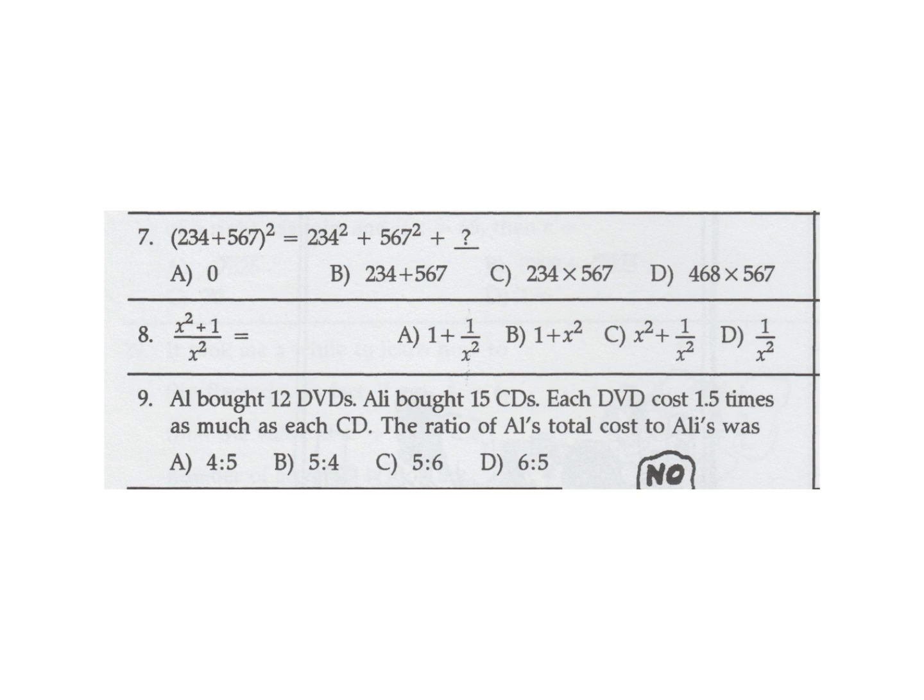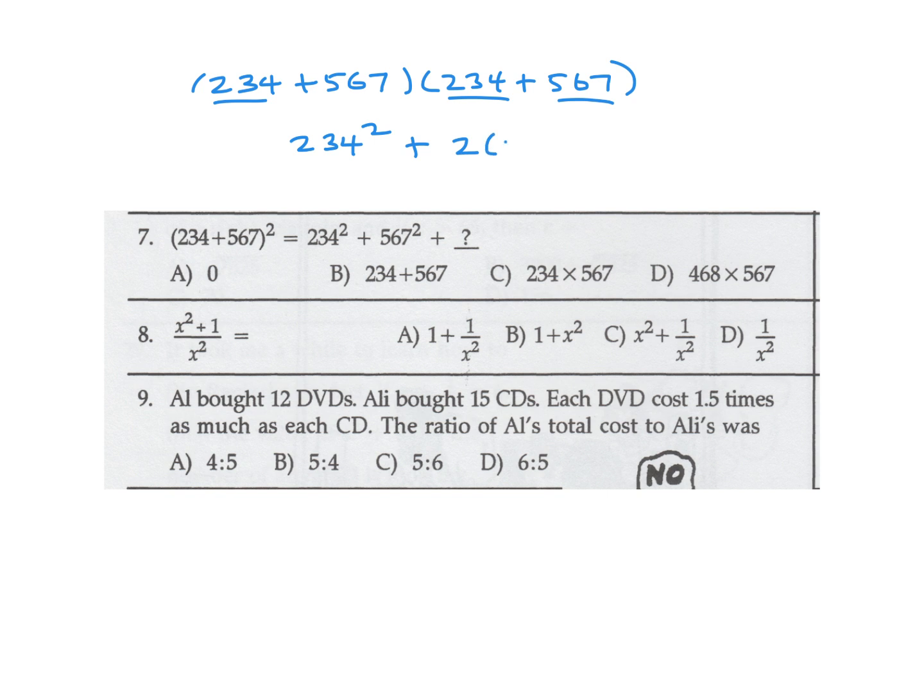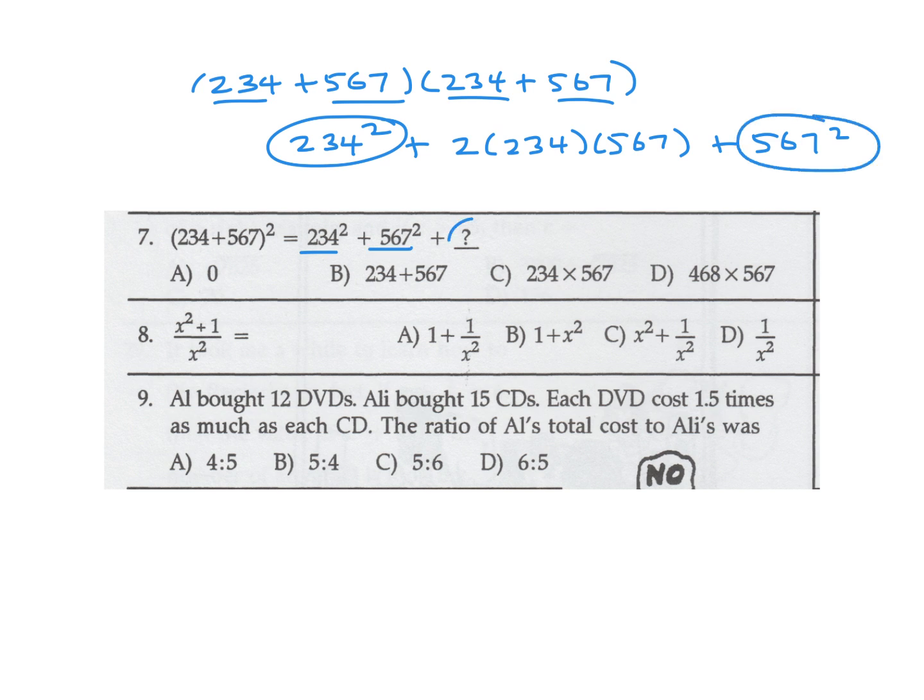234 plus 567 squared. Okay, so I'm pretty sure they want us to do that FOIL on this. So let's just do that. 234 plus 567. So this times this is 234 squared. And then we've got this times that, and there's going to be 2 of them. So it'll be 2 times 234 times 567. And then finally the last one, 567 squared. So in there, they've got this, and they've got that. So then they're saying what's left over, and that's this. So that would be, of the answer choices, I believe D is the one that equals what this is.